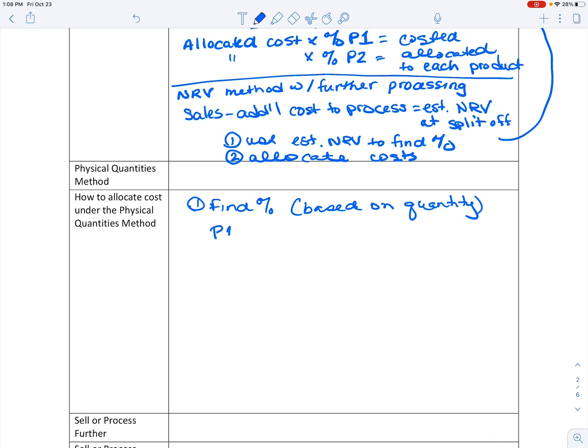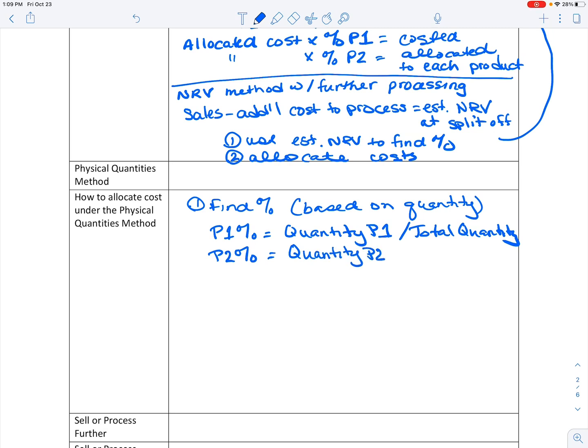So that means for product one percentage, you're going to look at the quantity for product one divided by the total quantity. Product two percentage, you're going to do the same thing. Look at that quantity from product two and divide by the total quantity.